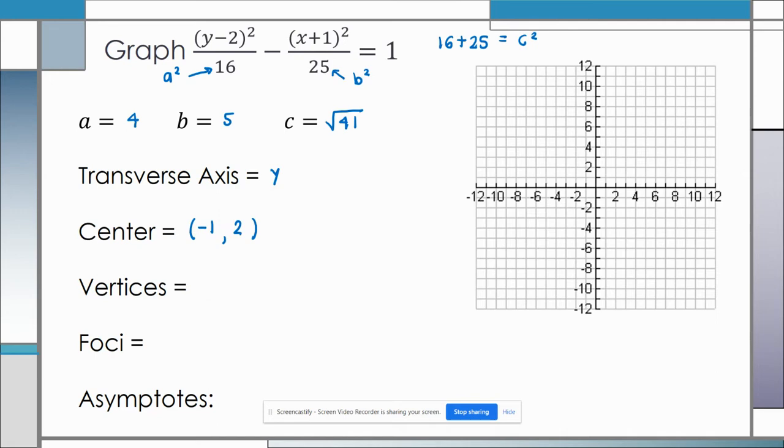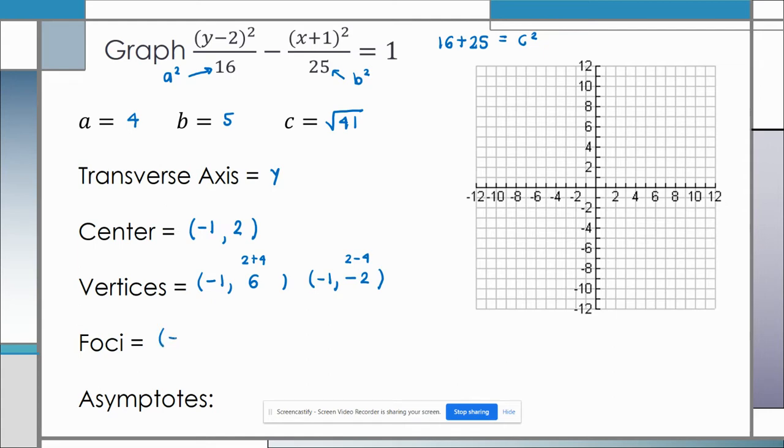All right, so when we are identifying our vertices, because we know that the y is the transverse axis, that means that my vertices are going to stay at -1 to begin each one of those. I'm moving up and down from the center. So I'm going to have to take my number that's in the second part of the center, and I go over to my a value, and I'm going to add 4 onto 2, and I'm going to subtract 4 from 2. So that's why my two ordered pairs would be (-1, 6) and (-1, -2).